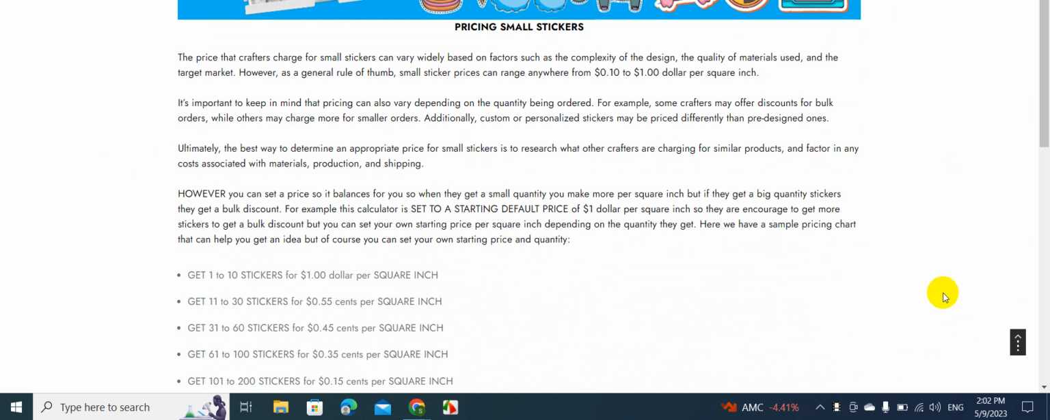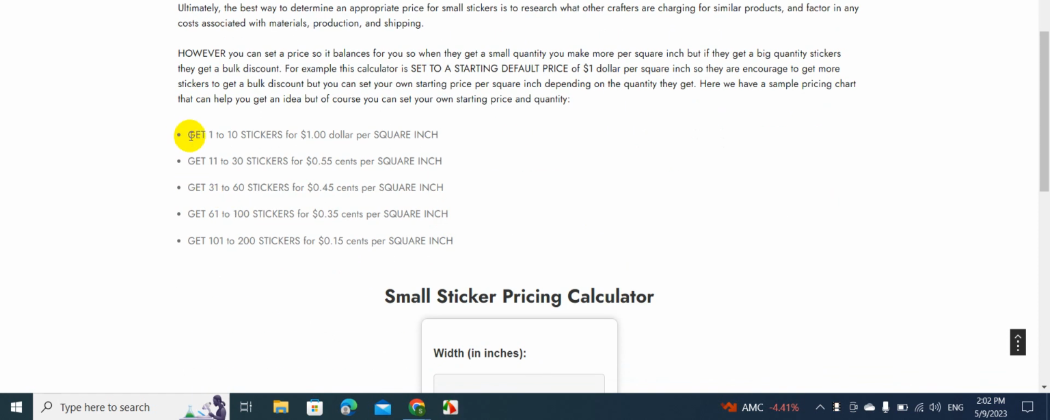So if the person gets a small quantity, I get paid more by the square inch. That way it balances for me. I still make money even if it's one, two, three stickers. And if they get more stickers, they get what they call a bulk discount, or if they get a huge quantity of stickers, they get a better price. This is why I developed this formula.